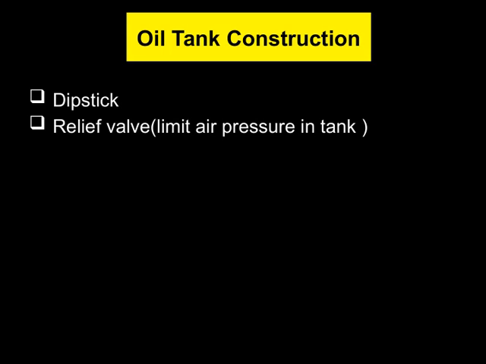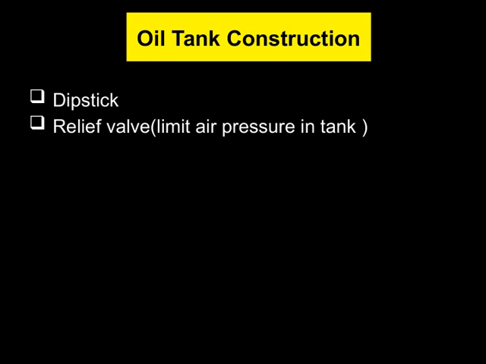Let's take a closer look at some key components related to oil tank construction. First, we have the dipstick. This is an essential tool for checking the oil level inside the tank. It helps ensure that the oil quantity remains within the proper range for safe and efficient operation.